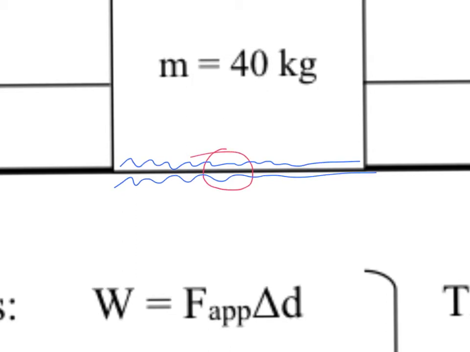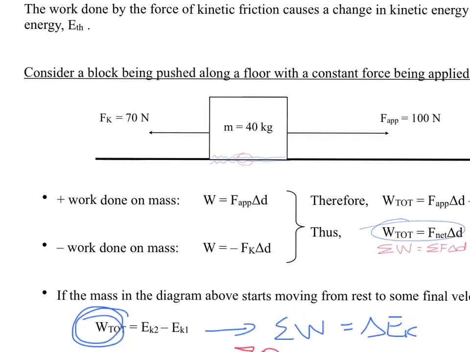So what we can now say is that if negative work is being done on this particular mass, that work is being done to convert some of the work into thermal energy. Okay, so I hope that makes sense. Let's see if I can move on to the next slide.